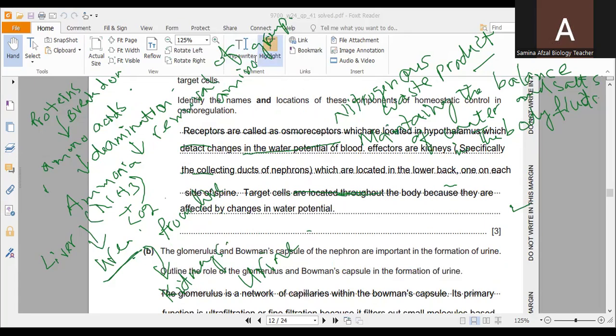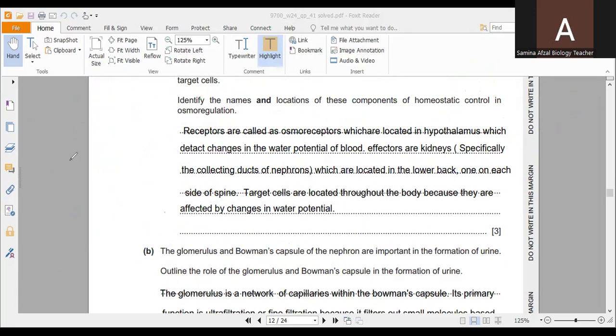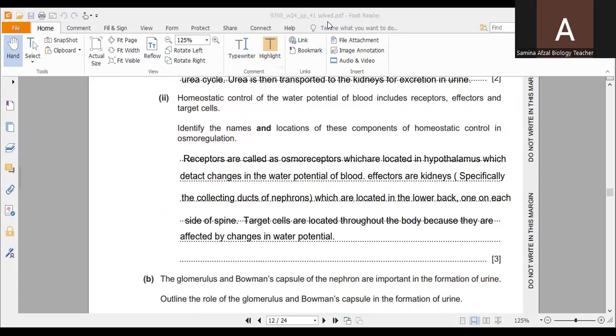Next question. Identify the names and locations of these components of homeostatic control in osmoregulation. Let me move back to the question. Homeostatic control of the water potential of blood includes receptors, effectors, and target cells. So identify the names and locations of these components.